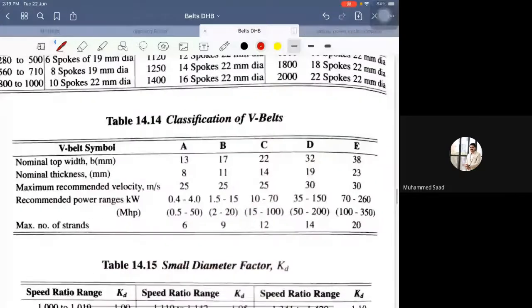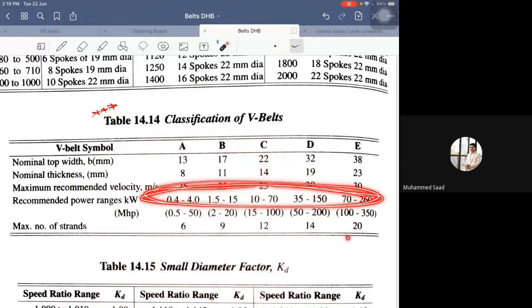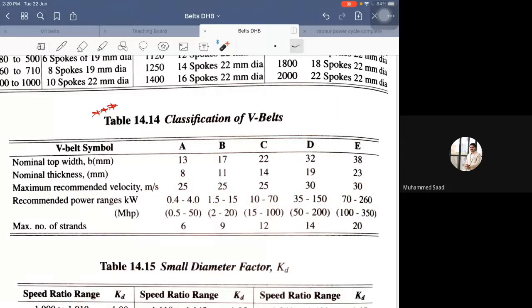Yes, this is a very, very important table, guys. How do you select the belt? You are calculating in kilowatts, so please do refer to the kilowatt ranges here. Your design power is 18 kilowatts. In which range does 18 kilowatts come? Yes, so we shall select C belt. All of you agree on this? 10 to 70. So pick the C belt there.